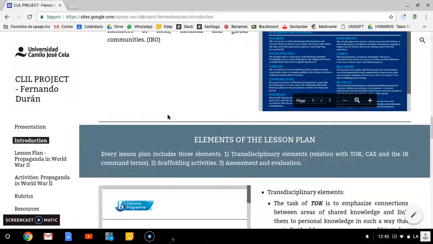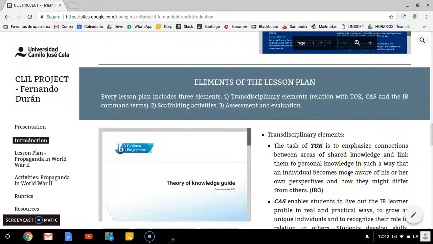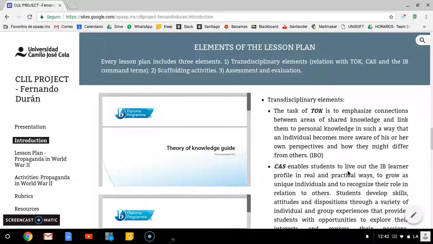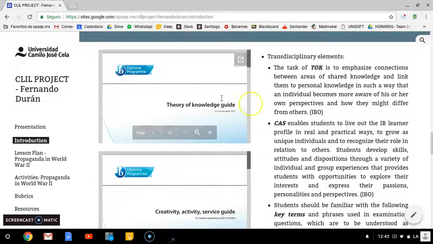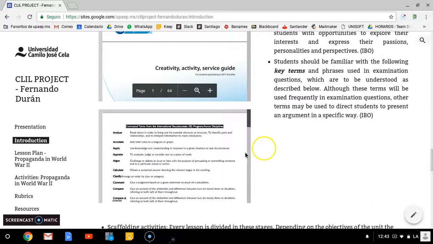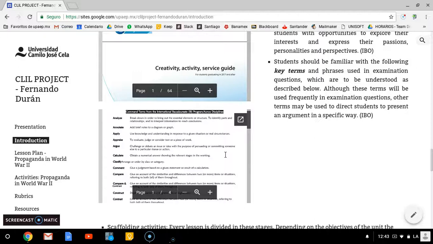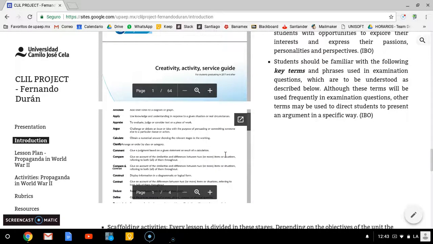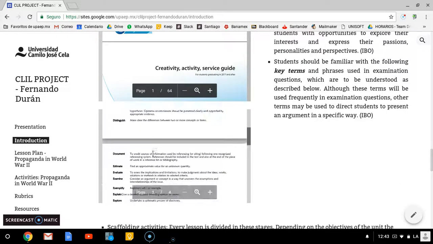And about the lesson plan, the activities are based on three different elements. Number one, transdisciplinary elements: the relation with TOK, the relation with CAS, and also the key terms, the verbs that the students must understand in order to answer the IB exams, paper one and paper two. For example, compare and contrast, evaluate, define, etc.